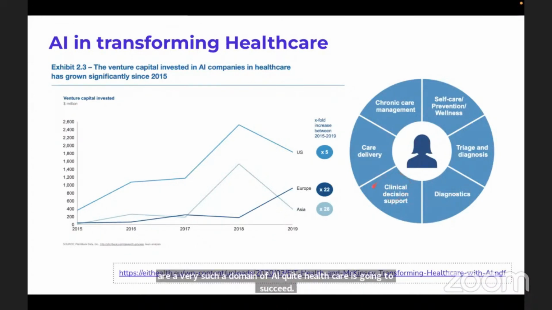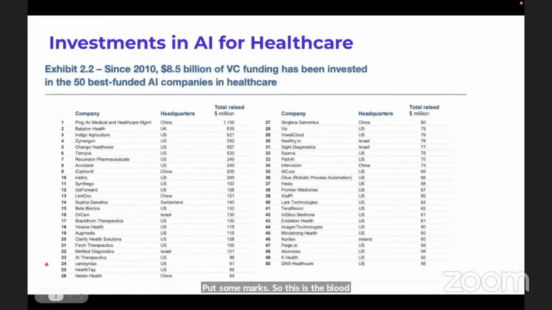Clinical support. As the doctor and patient ratio becomes more and more disparate, as the patient burden increases over a particular physician, clinical decision support tools will surely come into place. And care delivery is also something where point of care and home-based care are in a very primitive stage right now, but that is also where AI is going to leave its mark. So these are the broad spaces where healthcare is going to transform.